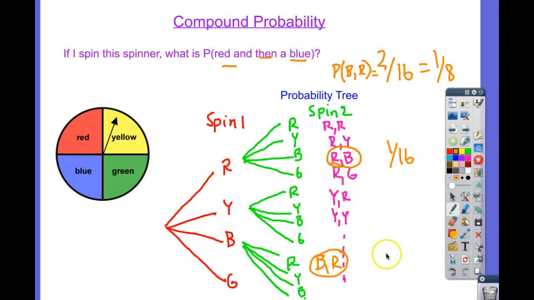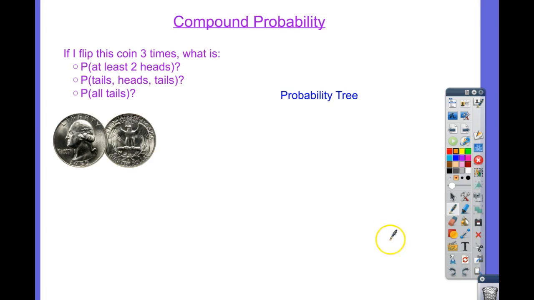So it works in the same way. But where it is more useful is in a situation where there are more than 2 events. In this case, there will be 3. If I flip this coin 3 times, what's the probability I get at least 2 heads, a tails, a heads, and then a tails, or all tails?